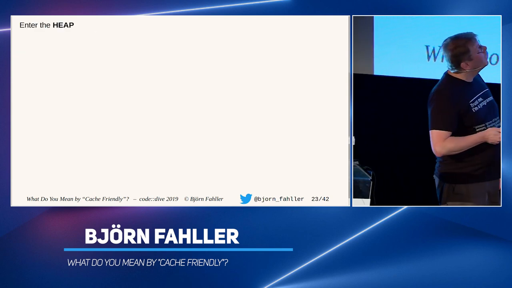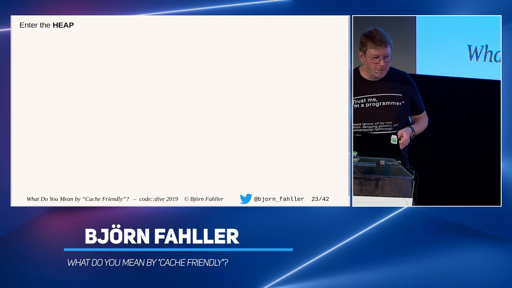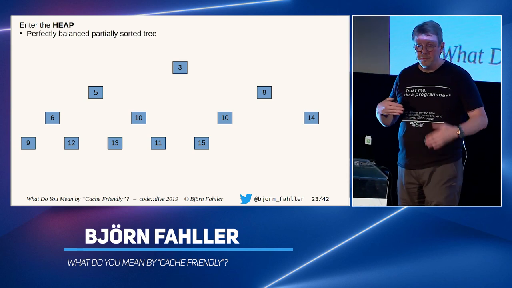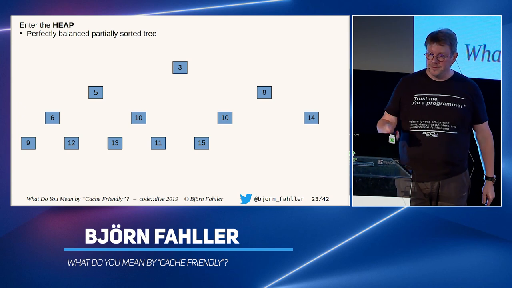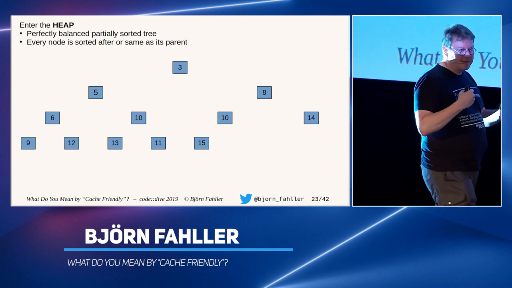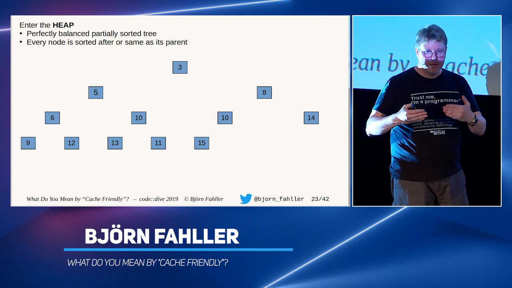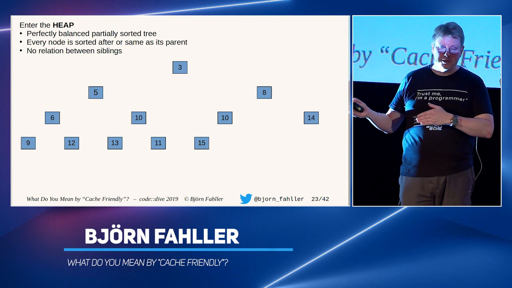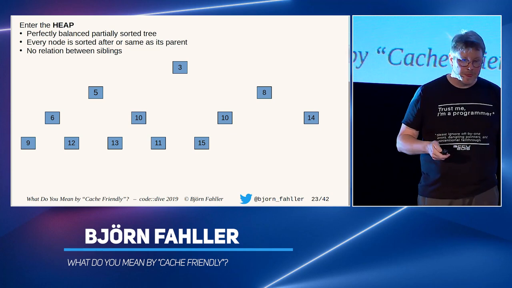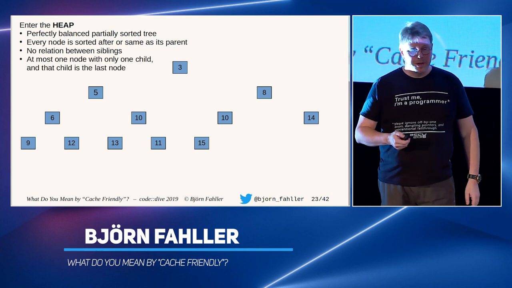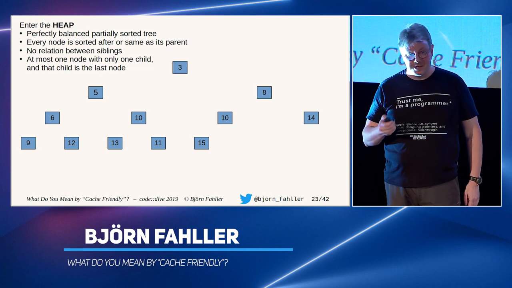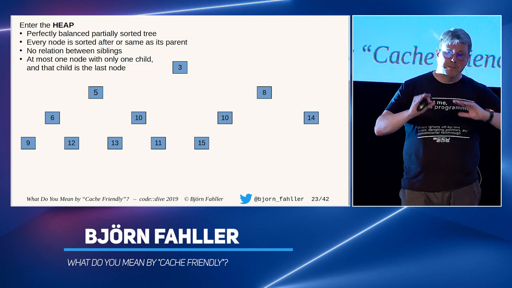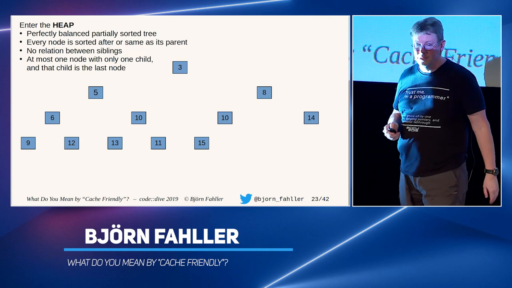Enter one of my favorite data structures, the heap. And with the heap, I don't mean the free store for new and delete. I mean the data structure heap. The heap looks like this. It's a perfectly balanced, partially sorted tree. It's partially sorted in the sense that every node is sorted after or the same as its parent, but there is no relation at all between the siblings. So sometimes the right sibling is greater than the left one, and sometimes the other way around. And there is at most one node with only one child, and that child is the last node. So everything is always compacted to be perfectly balanced and slightly slanted to the left.